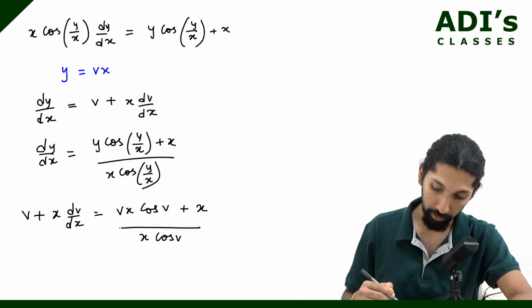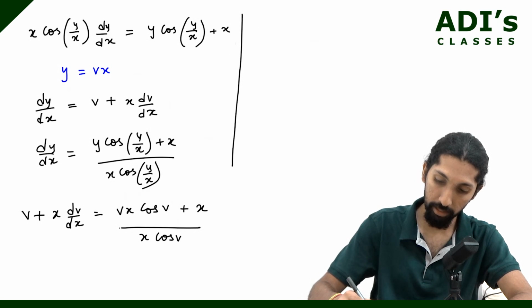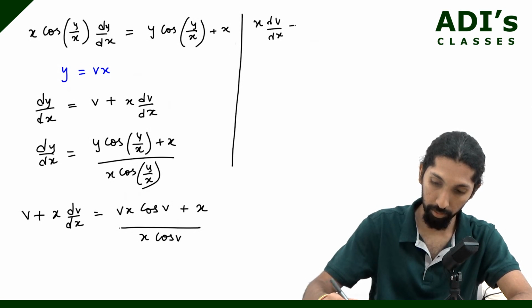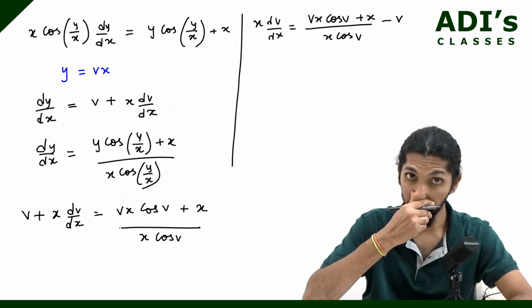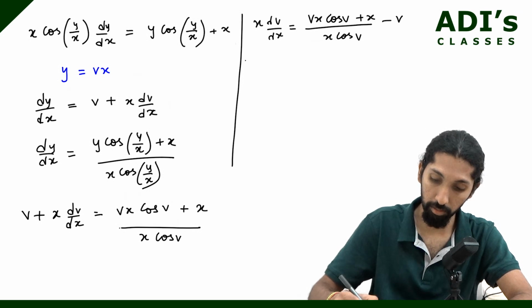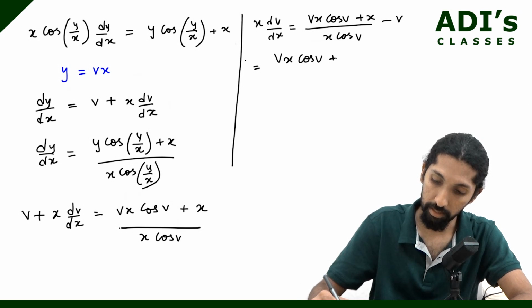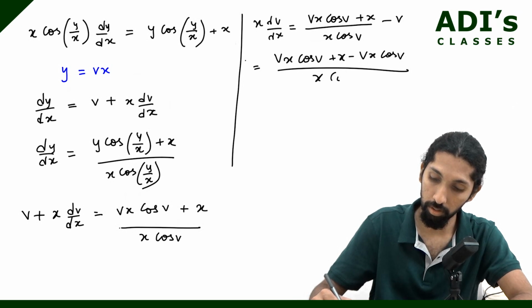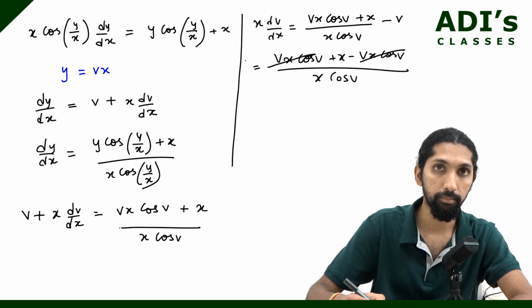Now what do we do? Take the v that side. That means here you're going to have x into dv by dx is equal to vx into cos v plus x by x cos v minus v. Take LCM. X into, so LHS is the same. Vx cos v plus x minus Vx cos v divided by x cos v. Now, Vx cos v cancels out, right?